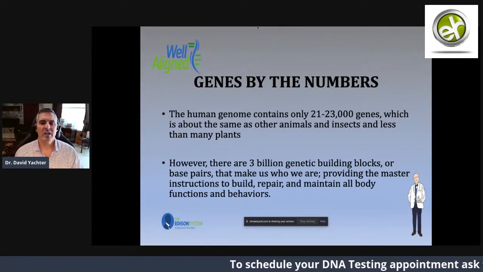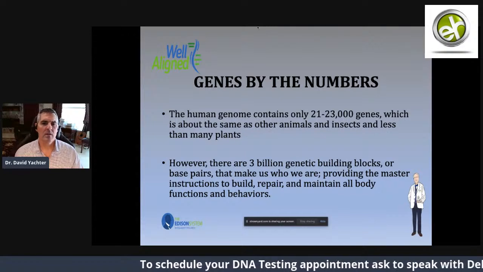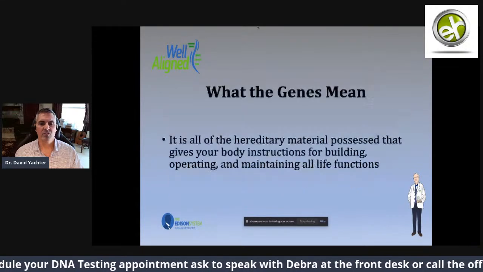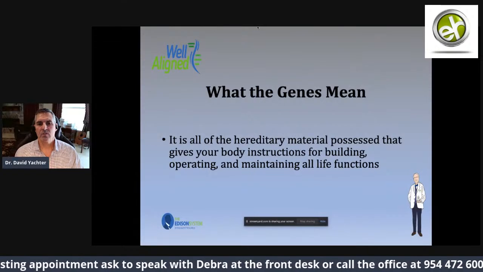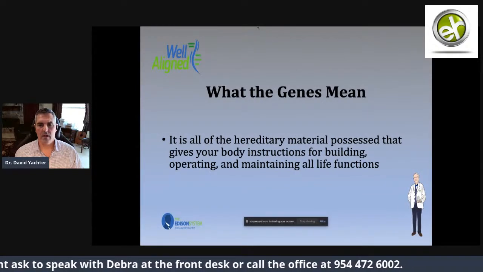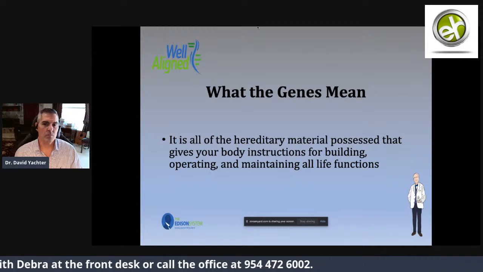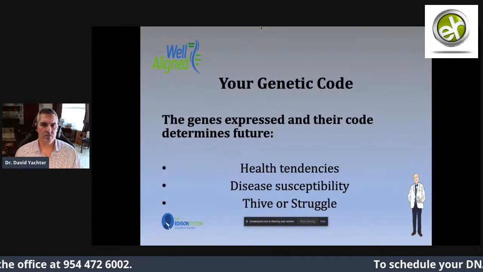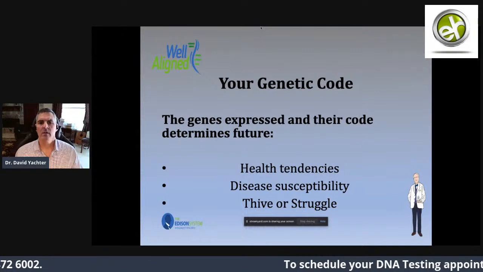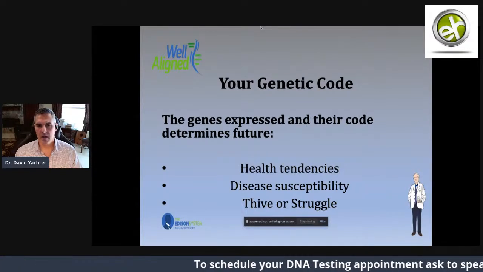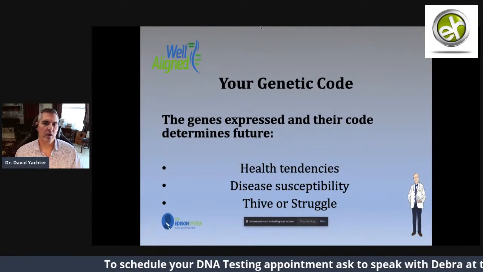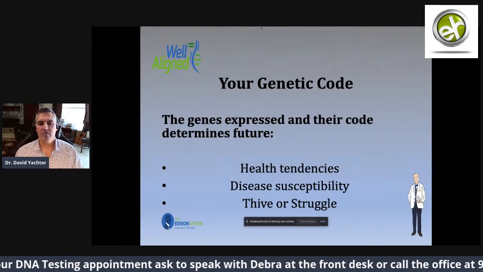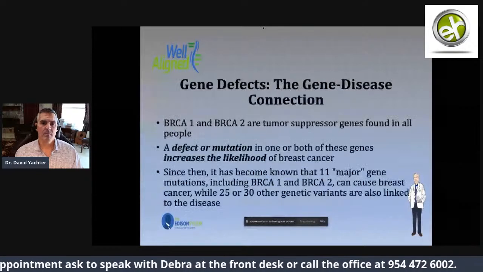However, there are 3 billion genetic building blocks, or base pairs, that make us who we are, providing the master instructions to build, repair, and maintain all body functions and behaviors. It's all of the hereditary material that gives your body instructions for building, operating, and maintaining all life functions. Your genetic code is basically the genes that are expressed that determine your future, your health tendencies, your disease susceptibility, and whether you're going to thrive or struggle with your health.